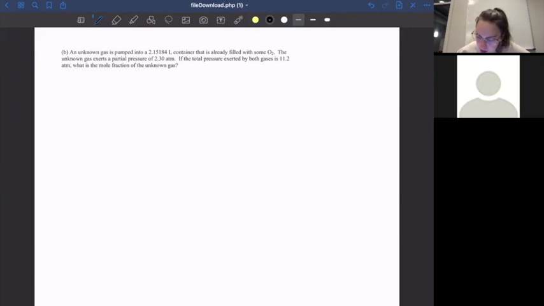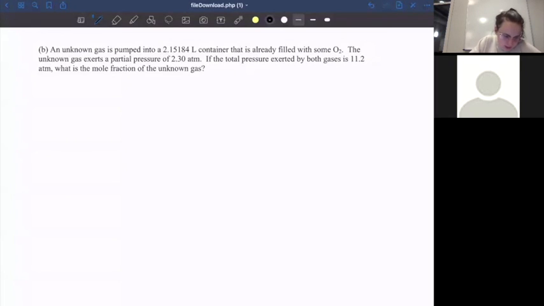Alright, up next we have an unknown gas is pumped into a 2.15184 liter container that is already filled with some O2. The unknown gas exerts a partial pressure of 2.3 atmospheres. If the total pressure exerted by both gases is 11.2 atmospheres, what is the mole fraction of the unknown gas? Now, unfortunately, they give us some unwanted information, which is the liters of gas.